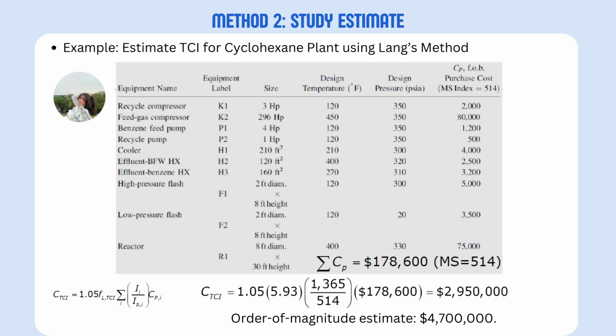In this case, we're using the Lang factor that includes the working capital, and this plant is a fluid processing plant, so our Lang factor is 5.93. And the cost index and base cost index are given, so we just substitute the values into the formula and then we'll get our total capital investment.